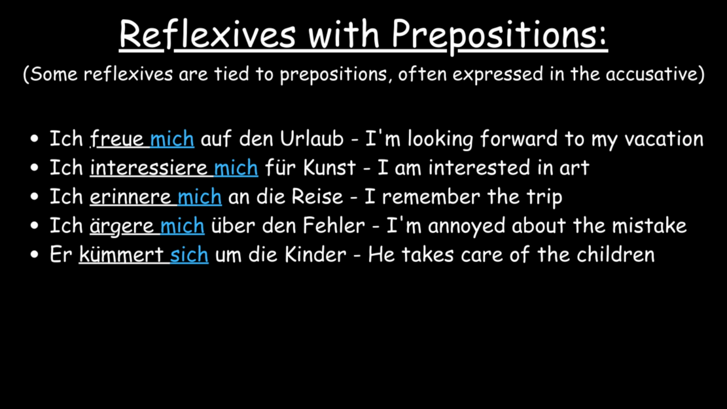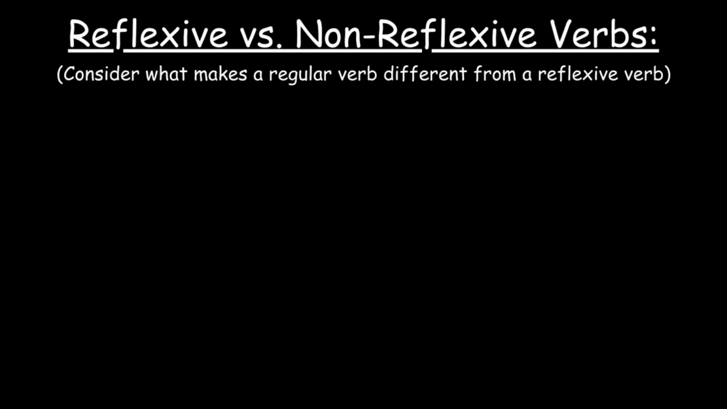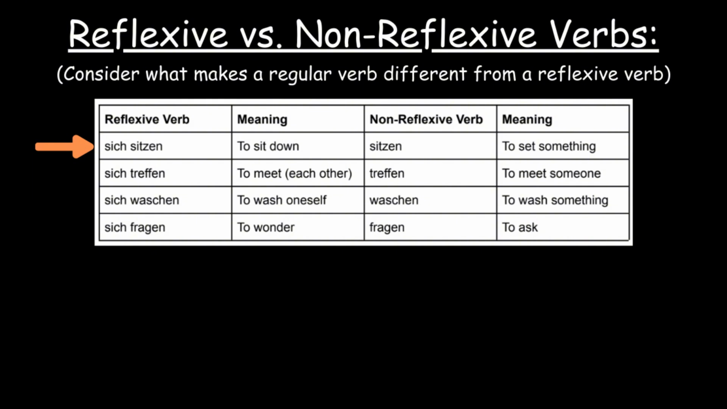This is how reflexive verbs with prepositions work, but it's also important to understand verbs that can be used reflexively and non-reflexively, which can change meaning. In this case, we have to look at what makes a regular verb different from a reflexive one. For instance, sich setzen means to sit down, which is an action done to oneself, while the regular verb setzen means to set something. Similarly, sich treffen means to meet each other, while treffen means to meet someone. Sich waschen is to wash oneself, and waschen is to wash something. Sich fragen is to wonder, and fragen is to ask.